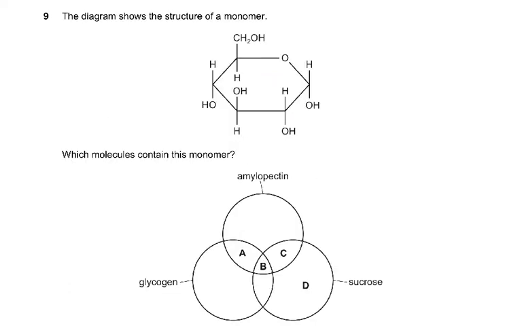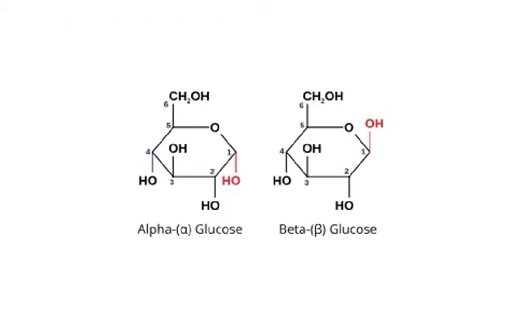Question number 9. The diagram shows the structure of a monomer. Which molecules contain the monomer? Amylopectin, glycogen, sucrose. So this is either alpha glucose or beta glucose. Now how are you going to figure this out? Let me just make you remember it. Now looking at this diagram, look at the mnemonic that I've made for this.